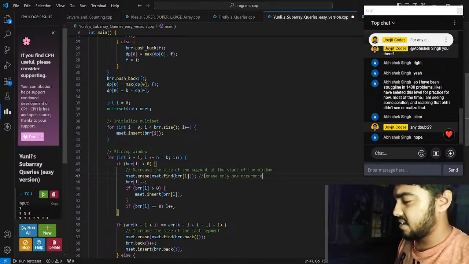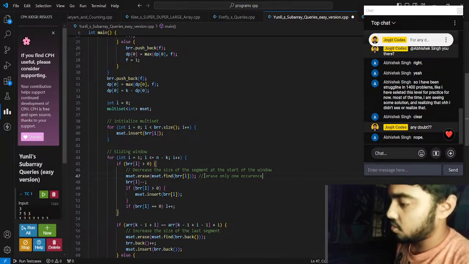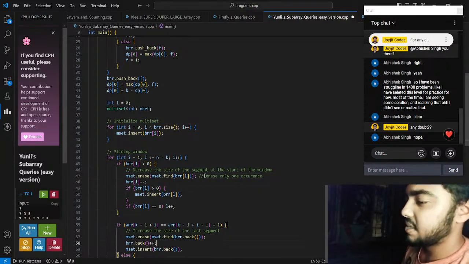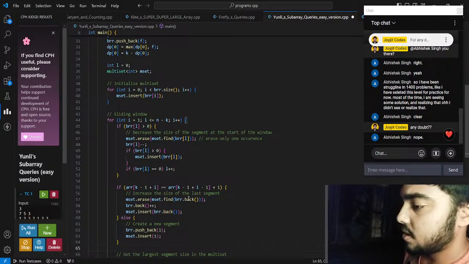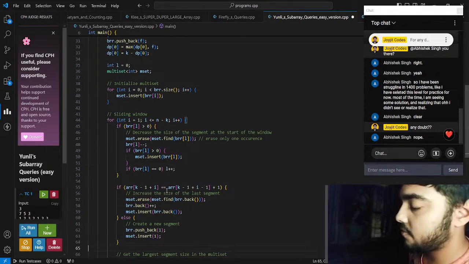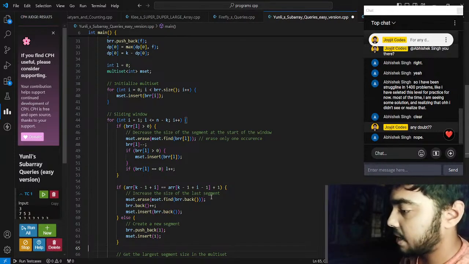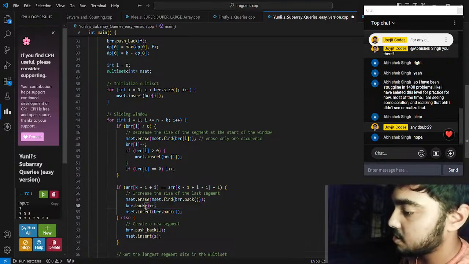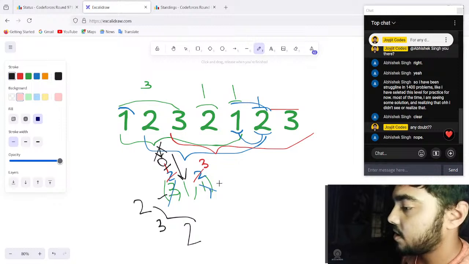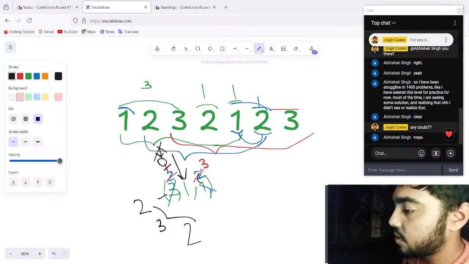Otherwise it will be ambiguous if you erase more than one occurrence, right? So br of l minus minus. This is basically the sliding window thing. And if we find that the element added after sliding the window makes it consecutive, you have to make this plus plus. Otherwise you just push a 1 to it, as I was telling you. If it is not consecutive, you push a 1, and if it is consecutive, then you add a 1 to it.